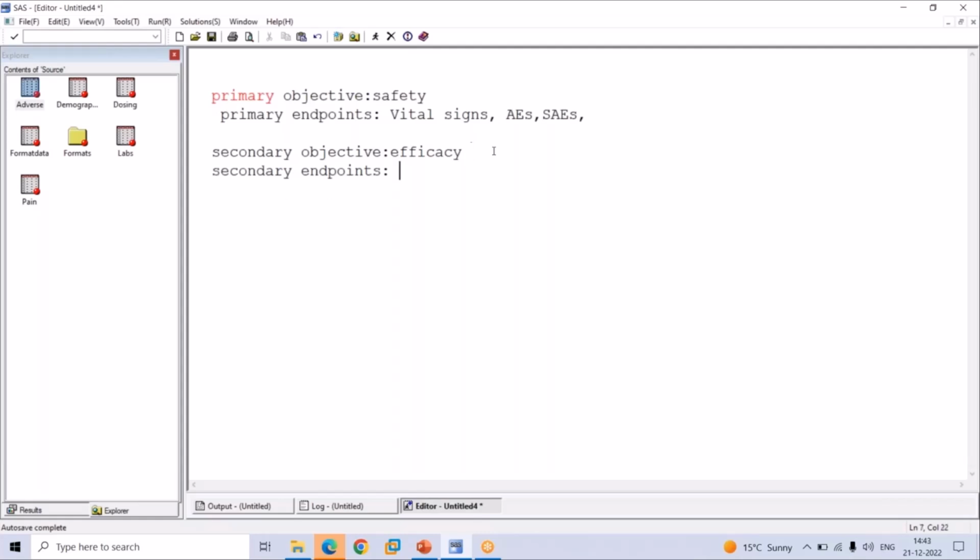Let's say our study is back pain. If the study is back pain and your secondary objective is efficacy, what will be the endpoint? That means based on which parameter we can say whether the drug is working effectively on the back pain.